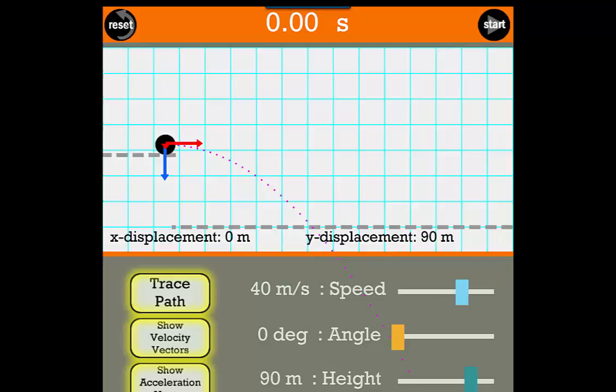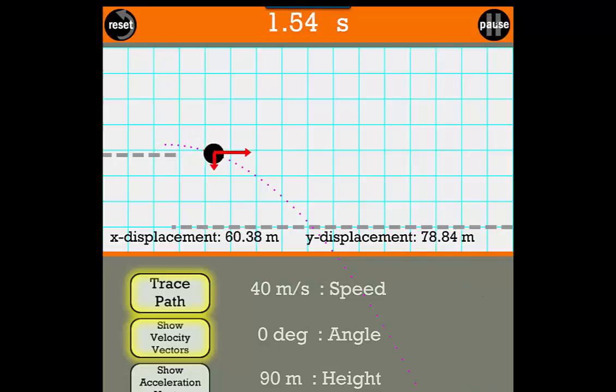And watch, I'm going to get rid of the acceleration vector, and watch carefully the velocity vector in the y direction. Notice it's small, and then it gets bigger and bigger and bigger. And eventually you'll see that the y displacement is now 0 because it started at 90, and the x displacement is 171.43 meters. So it's gone quite a distance now.